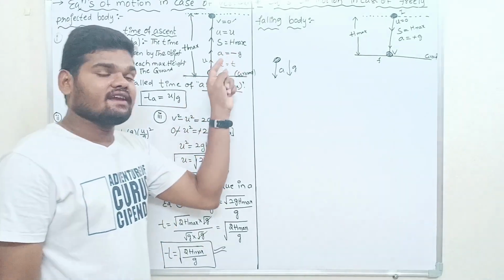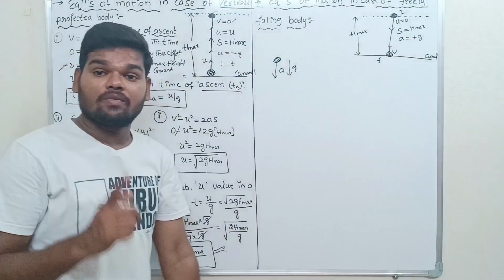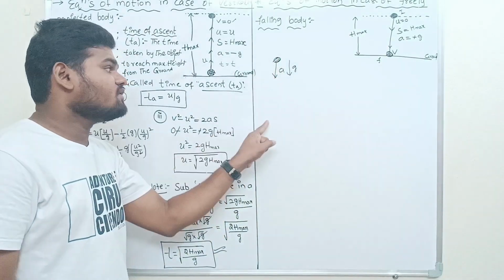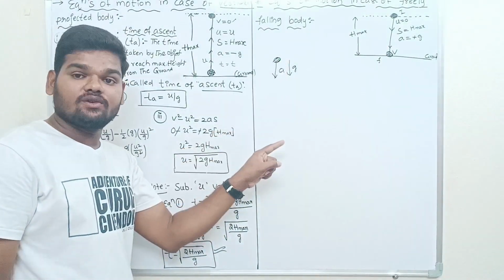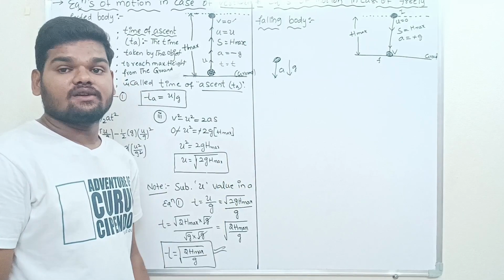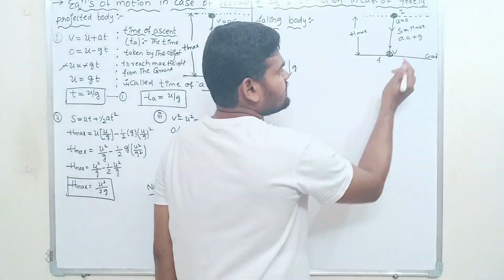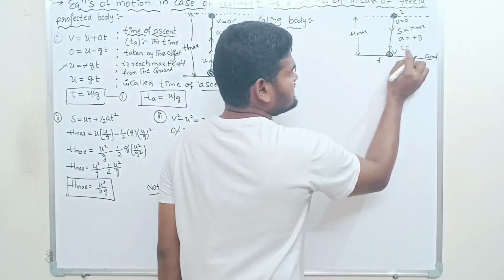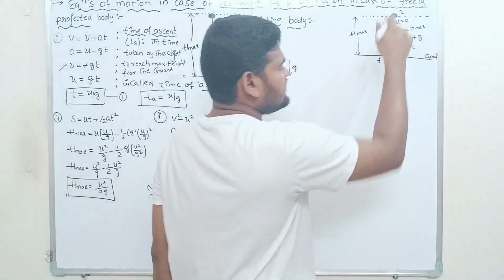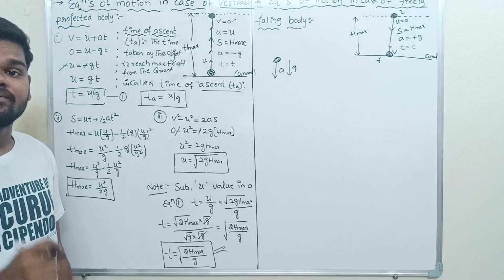That's why here we take the negative sign, and here we take the positive sign, because the object is moving towards the ground and the acceleration due to gravity is also towards the ground. Both are in the same direction. So that's why a is equal to plus g, and let us say the time taken by the object to reach the ground from maximum height is t.